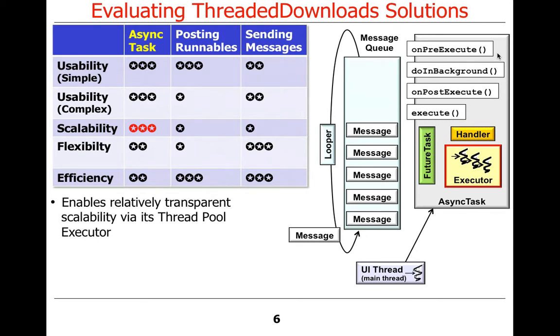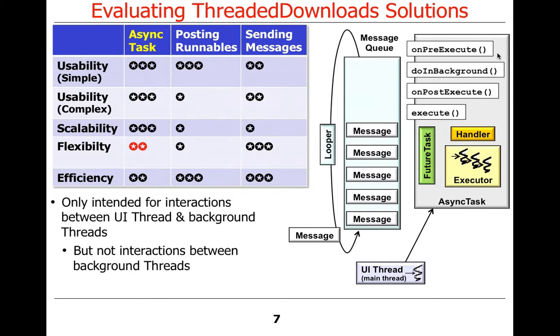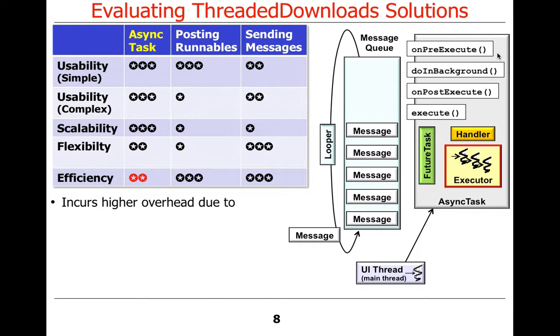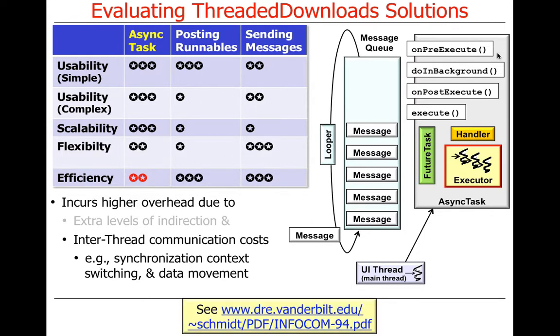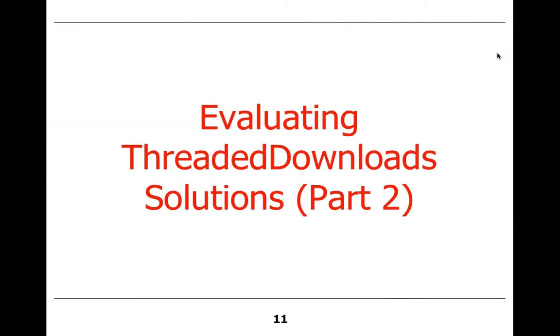By being able to plug in your thread pools, you can let it scale to a larger number of cores, which is good. Unfortunately, it's not ultimately flexible, right? These are the design trade-offs we always have to confront. So it's really only intended for interactions between the user interface thread and background threads. It's not intended for interactions between arbitrary threads, so it's not all that flexible. And it's maybe not the most efficient thing because, as we talked about, there are these context switching overheads and data copying and data movement and synchronization and so on. So there's extra levels of indirection, and there's costs for moving stuff around. So that's kind of async task against those criteria.